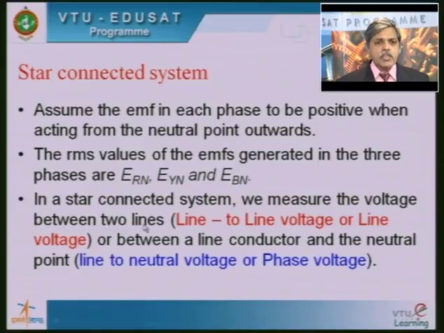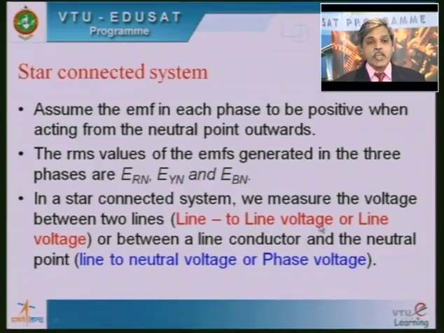We can measure the voltages between two lines in a star connected system. We call it line to line voltage, or simply line voltage, or between a line conductor and a neutral point. See that the neutral point is not coming in the measurement of line to line voltage, whereas the second voltage can be measured between a line conductor and the neutral. Whatever voltage you measure between the line conductor and the neutral is called the phase voltage, and the voltage you measure between any two lines, that is line to line, is the line voltage.